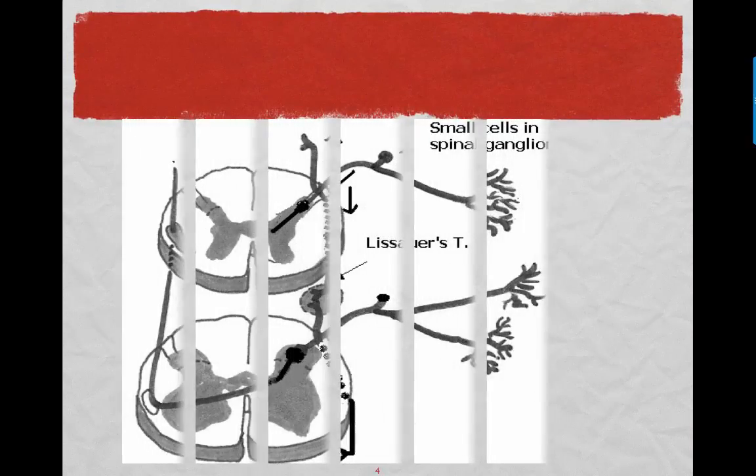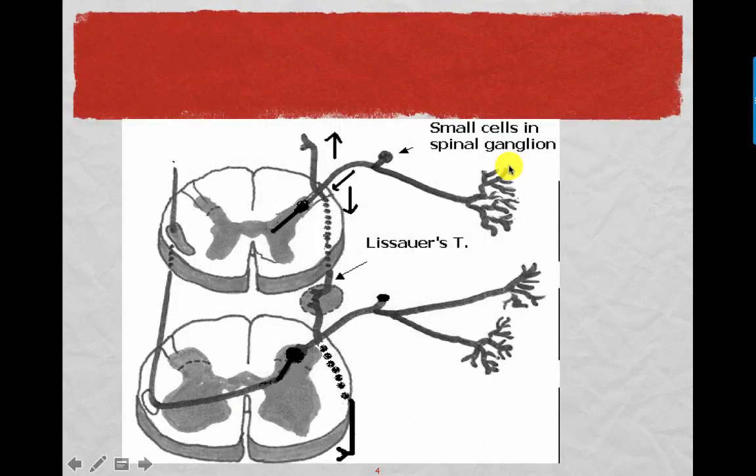Then these impulses will be carried from the receptors to the first order neuron, which is present in the spinal ganglion or dorsal root ganglion. Here the small cells in the spinal ganglion are responsible for carrying these sensations, pain and temperature. These sensations will be carried by the peripheral branches of the small cells, and the peripheral branches are thin myelinated. So the cells are small and the peripheral branches are thin myelinated.